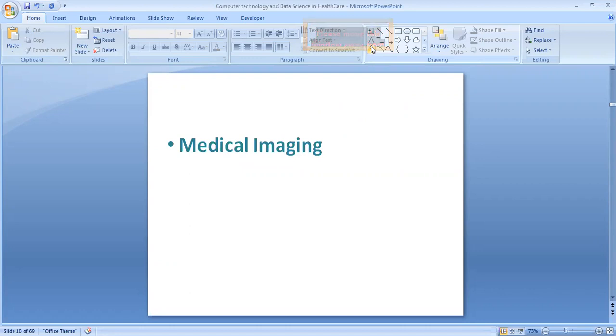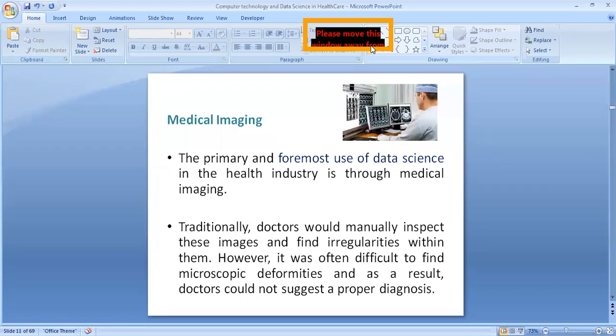With the current scenario or symptoms that are manifested, we can go in for predictive analysis. And of course, all these are now possible only because of data science through computer technology. So the first one is medical imaging. As I told you, it is the primary and the first application field of data science in healthcare.